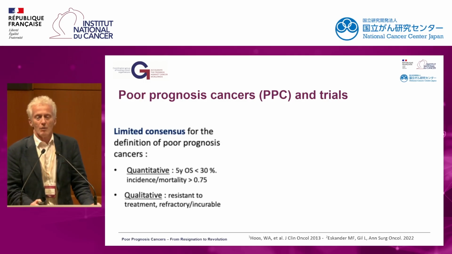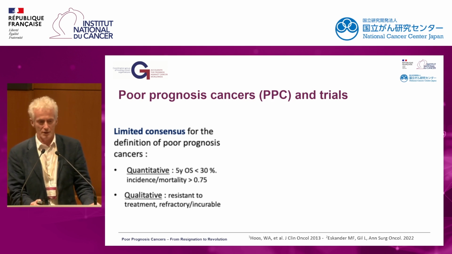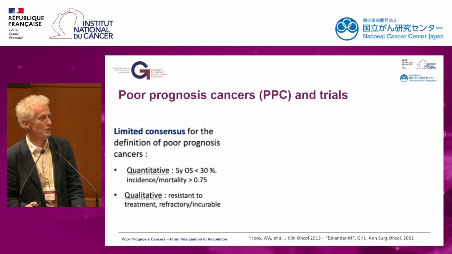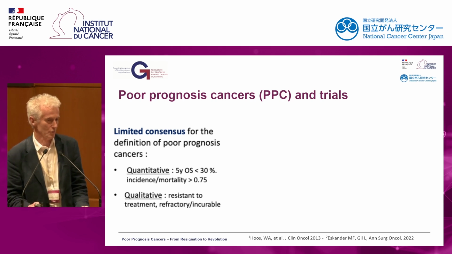Well, the question is the problem to design trials for this very poor prognostic cancer. And this, of course, is important. First problem with these trials is the limit of consensus for the definition of poor prognosis of this cancer.